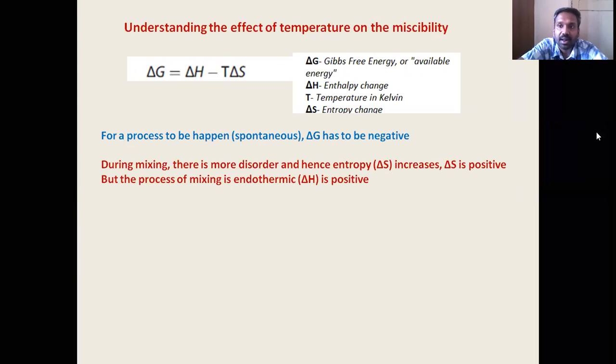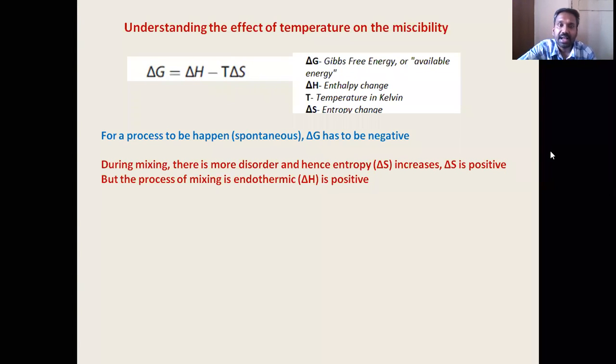Therefore, small amount of heat is absorbed. Delta H is a positive of low magnitude. Small positive number, delta H will be at smaller concentration. Delta S, as usual, will be always positive.